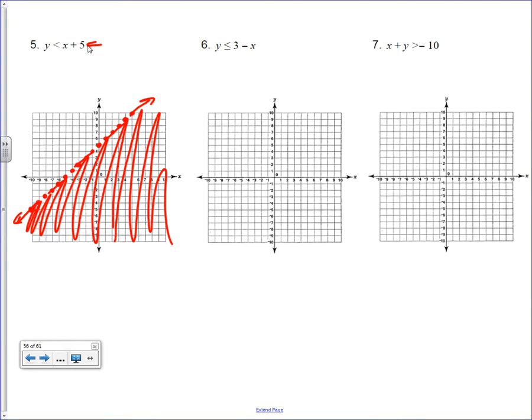How about 0, 0? Is it a solution this time? Is 0, 0 in the shading? Yes, it is. So it is a solution. So if I plug in 0, 0, it's going to make it what? True. It's going to make it correct or true.